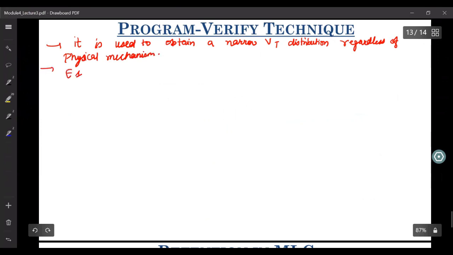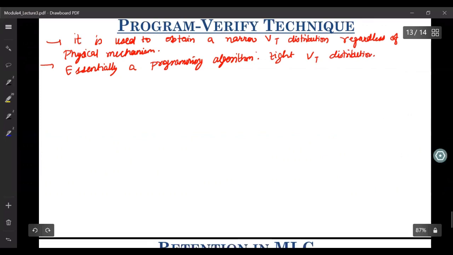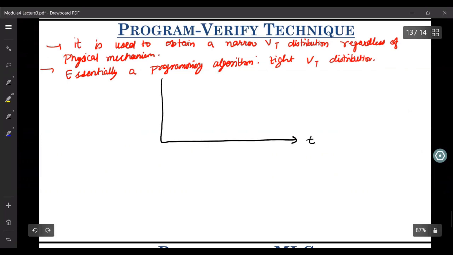This is essentially a programming algorithm, okay, which can give you a very tight VT distribution. So how does it work? Let me show the sequence of pulses that you apply in your program verify technique. As the name suggests, let's say this is the time, and this is, let's say, the amplitude of the pulse you are applying, not necessarily a programming pulse.